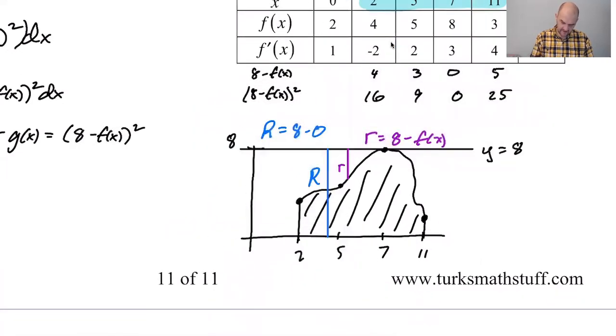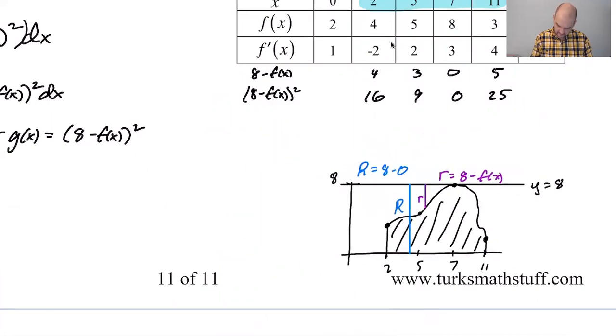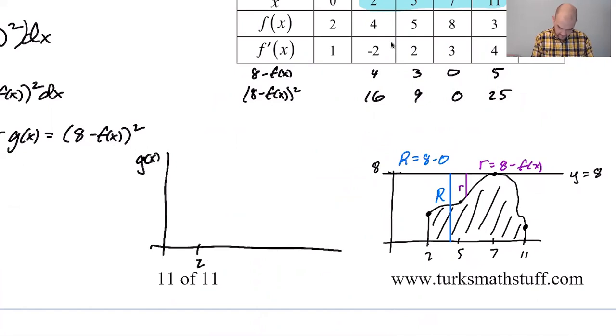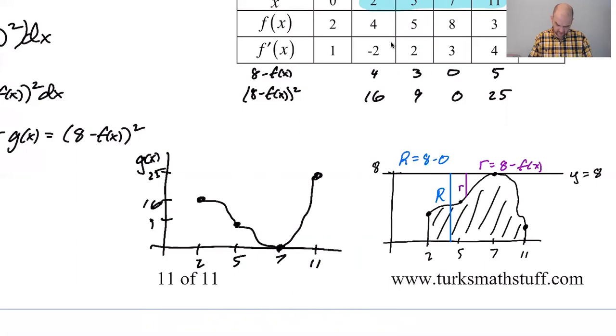So now we have this other function that I'm calling g of x. And I can make a scatter plot for that. So g of x at 2, 5, 7, and 11 is at 16, 9, 0, and 25. You know, we don't really know what it looks like. We just know those points.